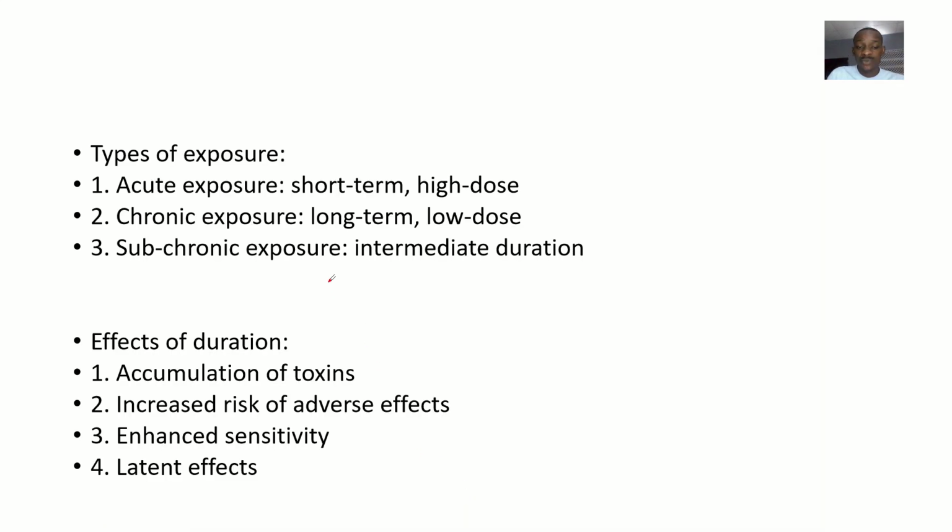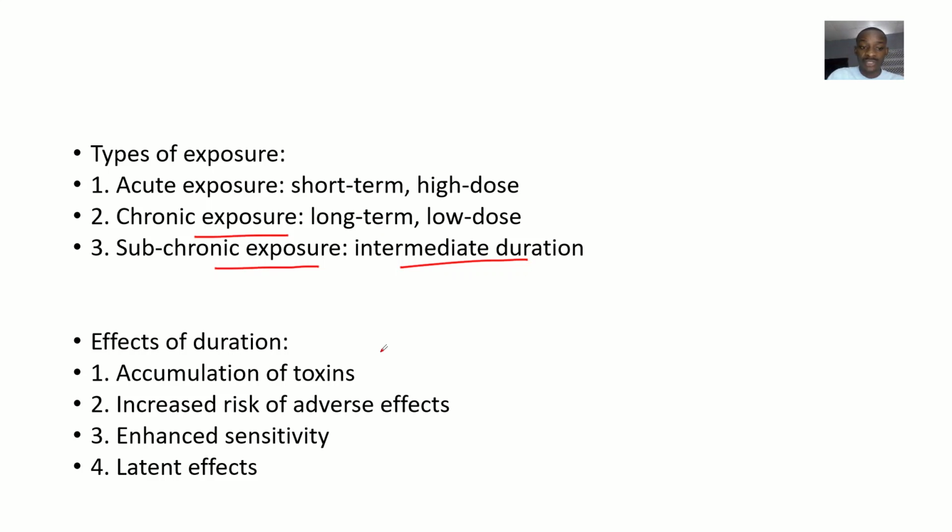Then types of exposure. Acute exposure is short term, high dose. Chronic exposure is long term, low dose. Do you understand? Acute is something that is just all of a sudden. Chronic is something that has been there for a while. Then subchronic exposure is intermediate duration, like it's not really short, it's not really long, right?